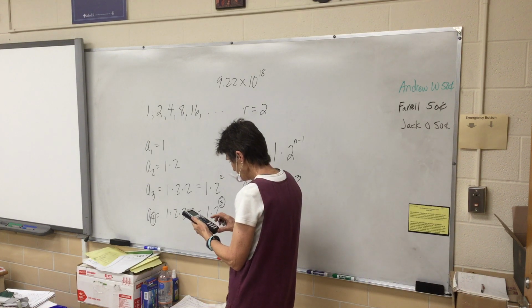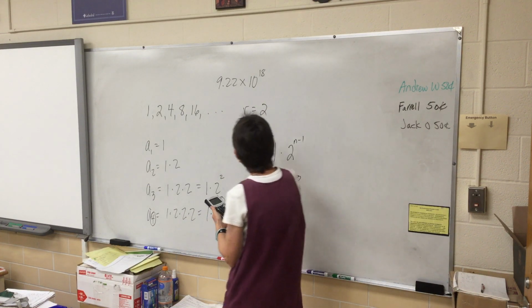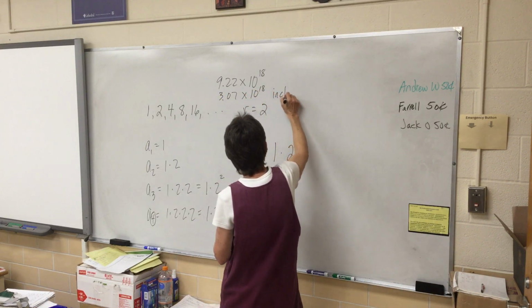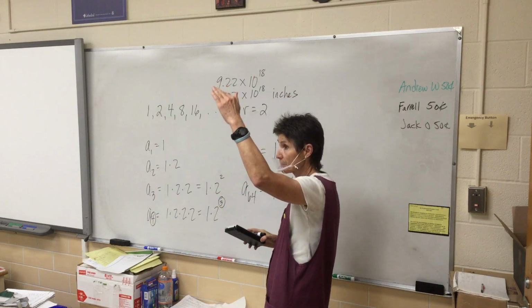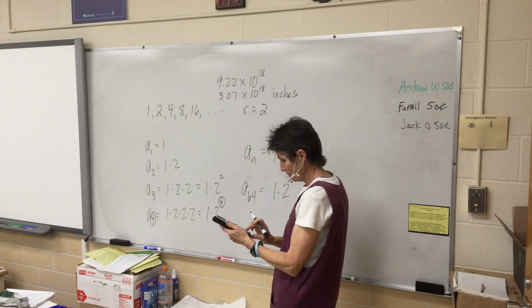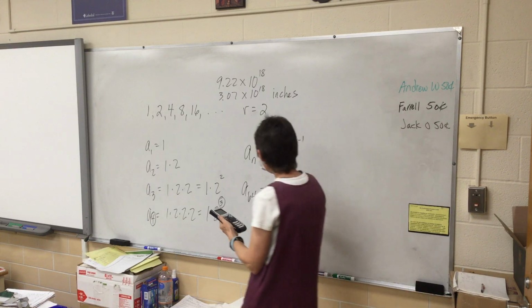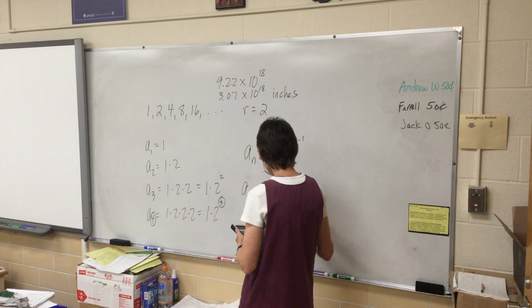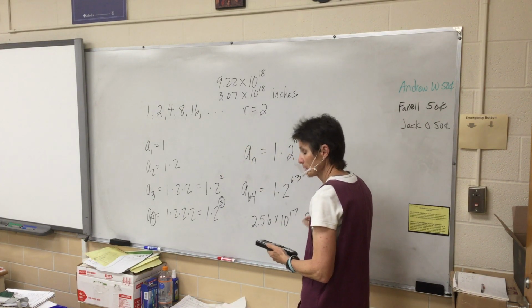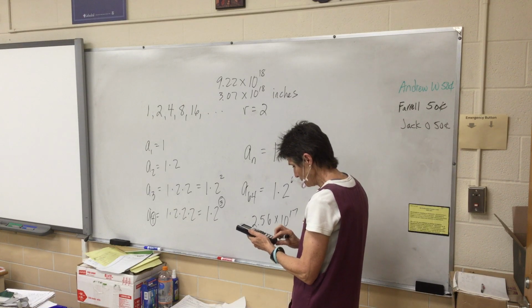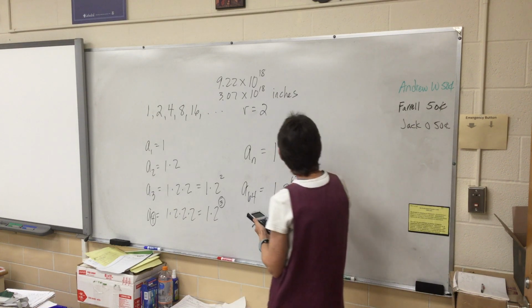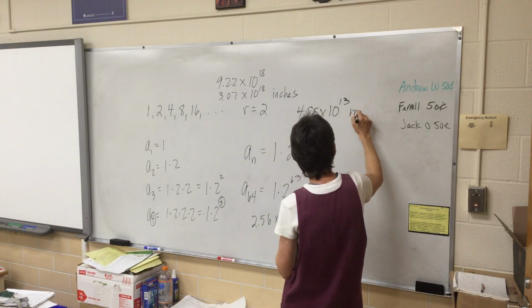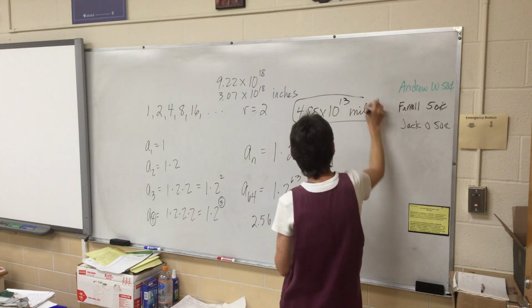Press the wrong button. So let's divide that by 3. So now I've got 3.07 times 10 to the 18th, and that would be inches worth of checkers. So let's divide that by 12. And now I have 2.56 times 10 to the 17th feet. So I'll divide that by 5,280. And I have 4.85 times 10 to the 13th miles of checkers.